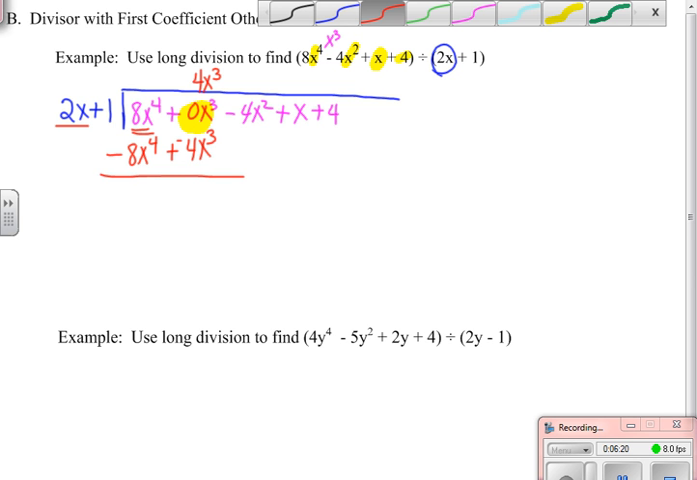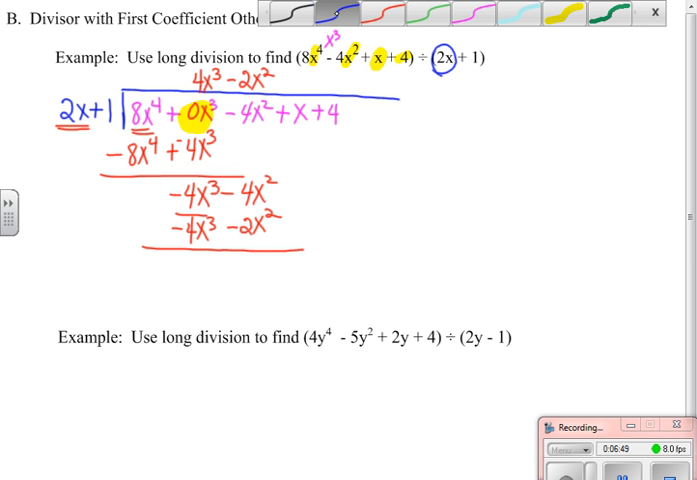Subtract. So I have negative 4x cubed, bring down the next term. How many times does 2x go into negative 4x cubed? It goes in minus 2x squared. Multiply 2x squared times 2x gives you minus 4x cubed. Negative 2x squared times 1 is minus 2x squared.